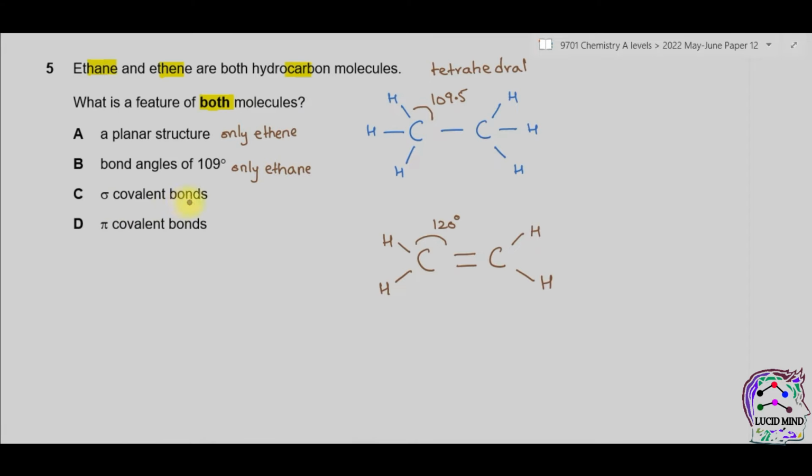Then we have sigma covalent bonds and pi covalent bonds. In sigma covalent bonds, you can see all bonds in ethane are sigma. While in ethene we have sigma bonds, we also have a pi bond. So both have sigma, and a pi bond is only present in ethene. So the thing that is correct for both of them is C.